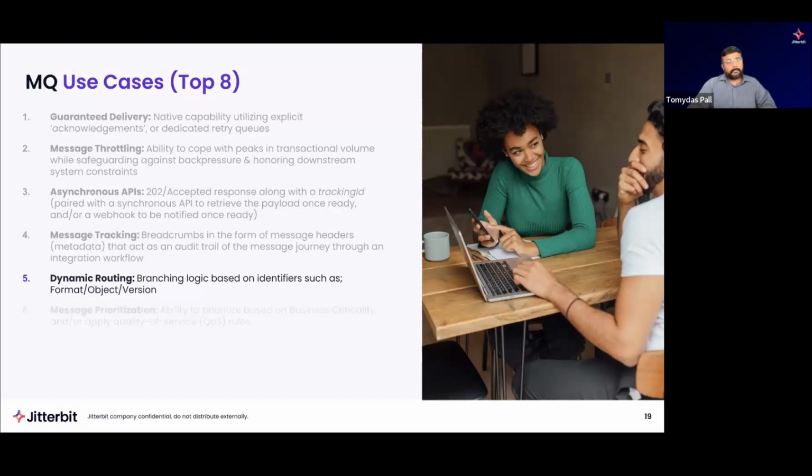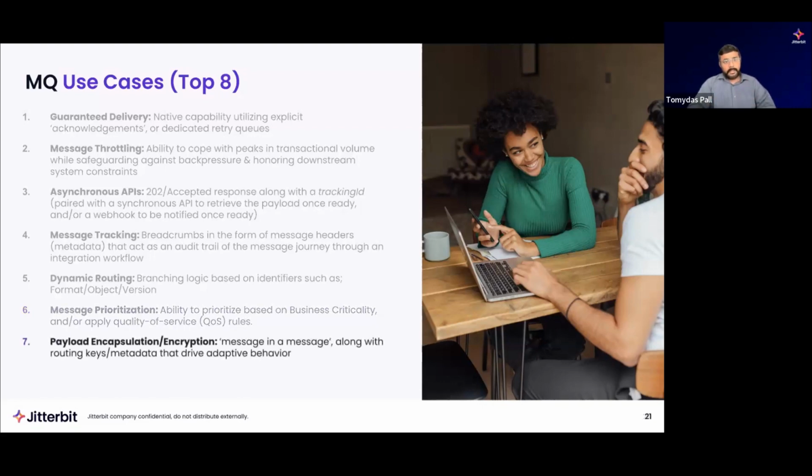That's dynamic routing. Message prioritization is where you can have different queues, with some queues at higher priority than the other queues. Naturally, a high priority queue needs to be always delivered and given higher priority, and that can also be managed. This is another aspect of message queuing. And then payload encapsulation or encryption ensures the secure delivery of messages, and the information is fully encrypted both in transmission and at rest.